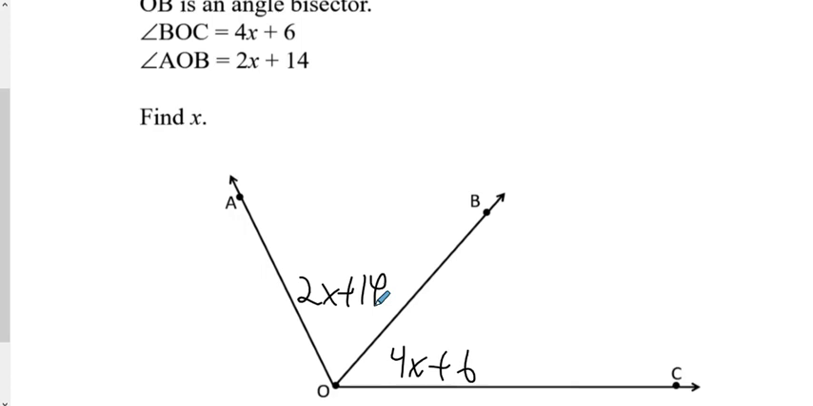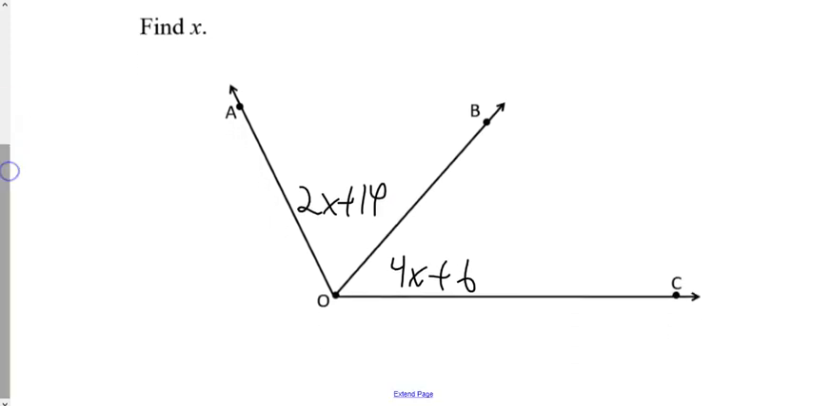They did not give us the total angle. We don't know what it's equal to. Is it equal to 140, 125? It doesn't matter because these two are equal to each other because OB is a bisector. Just like we did with segments. So we're going to put this equal to this.